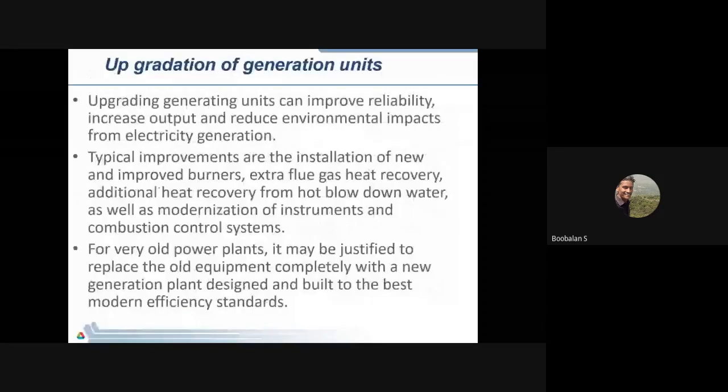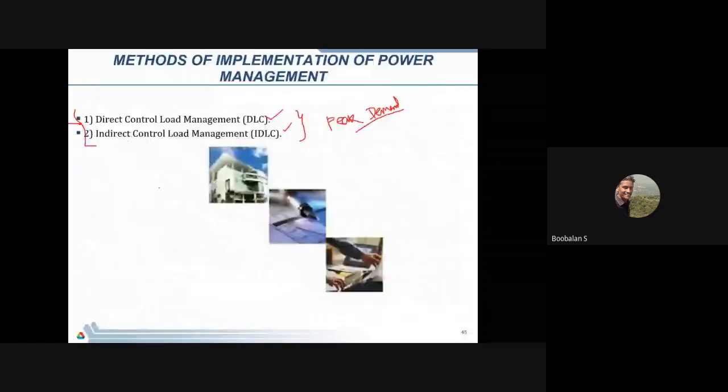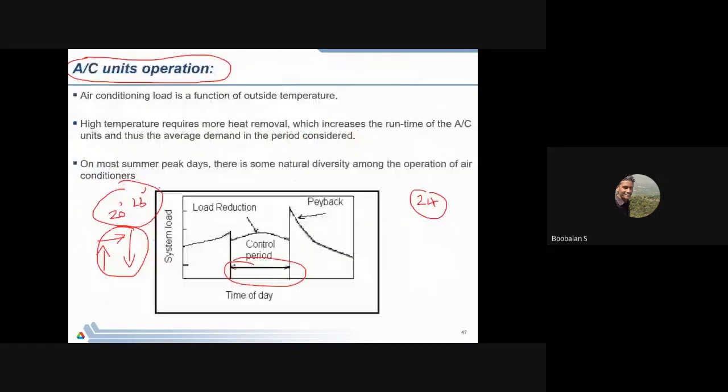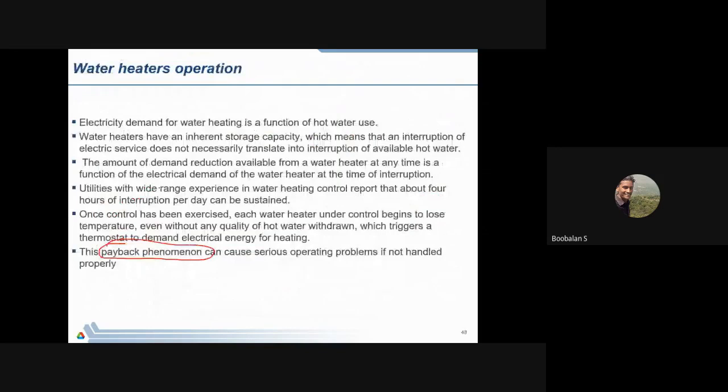Now I'm going to recall once again. These are the two methods implemented for the management of electrical power demand management: direct control and indirect control. Direct control has a direct control mechanism that needs to be installed on the load side, whereas in the indirect method we use time of use tariff or maybe real-time pricing.